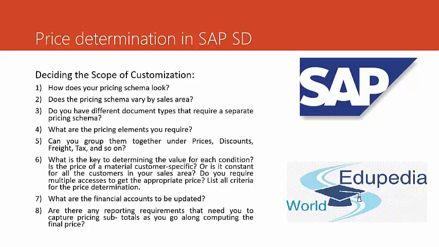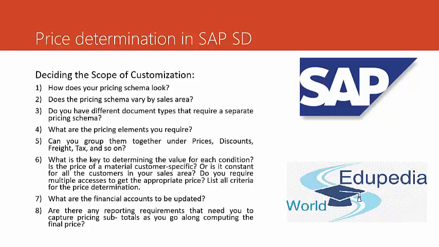As with any major customization activity, you should identify the scope of the customization based on your business blueprint. The following questions will help you understand the scope of work. How does your pricing schema look? It is often very useful to write down the complete schema in a spreadsheet. This gives you a picture of the various pricing elements in the formula needed to arrive at a final price.